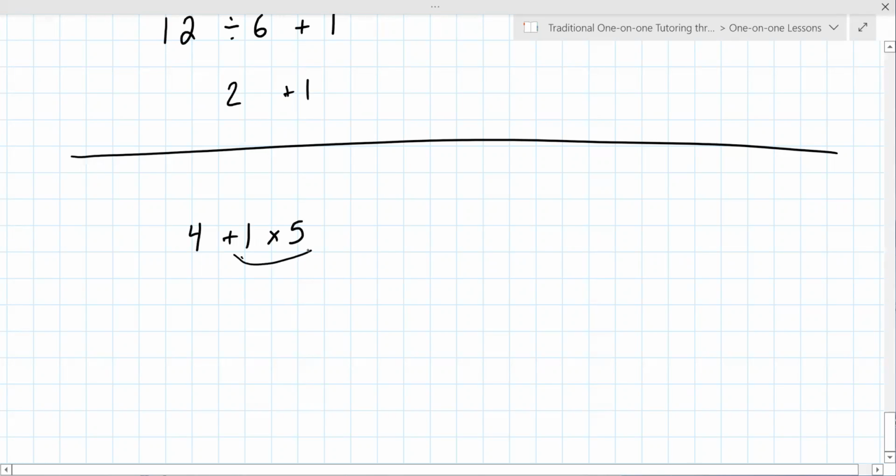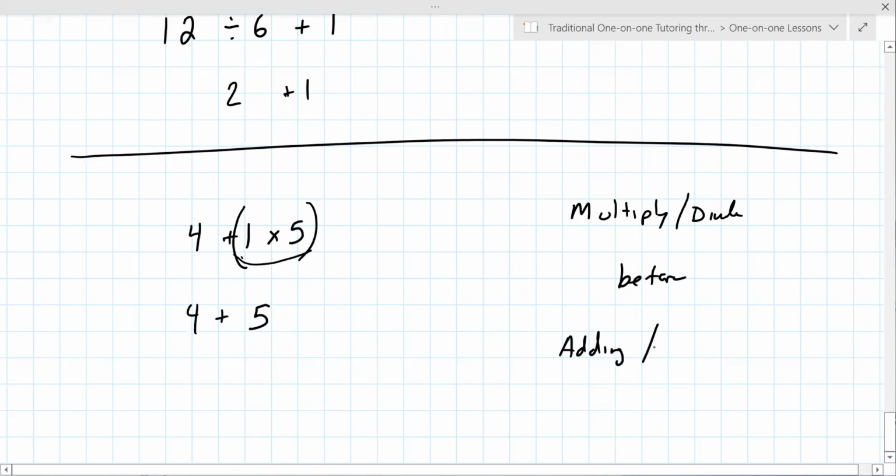What is 1 times 5? 5. 4 plus 1 is. No. You have to multiply before you add. Okay. So 5 times 1 is 5. And then add 4 is 9. Good. This is super critical, is that you remember you multiply and divide before adding and subtracting.